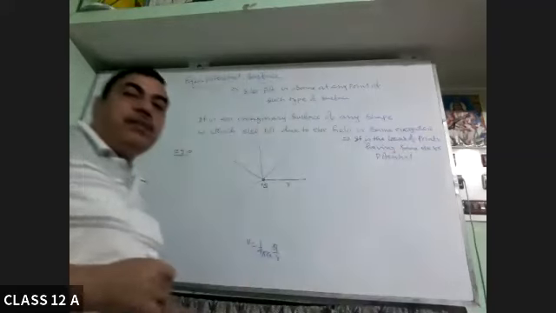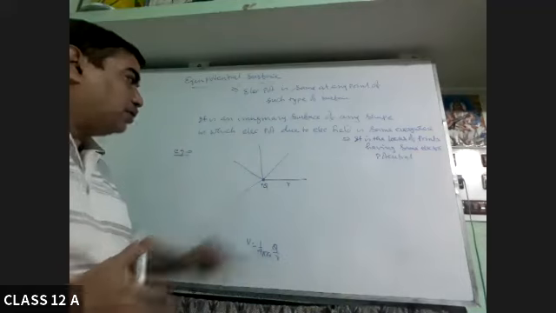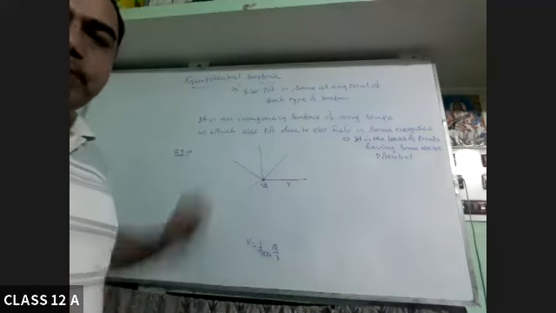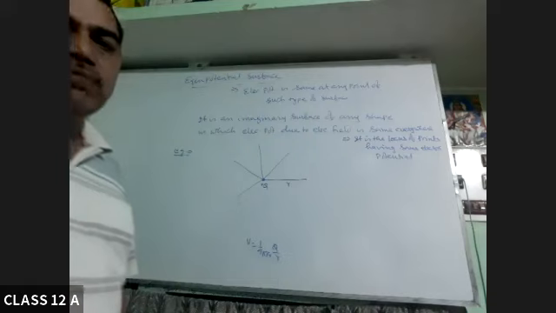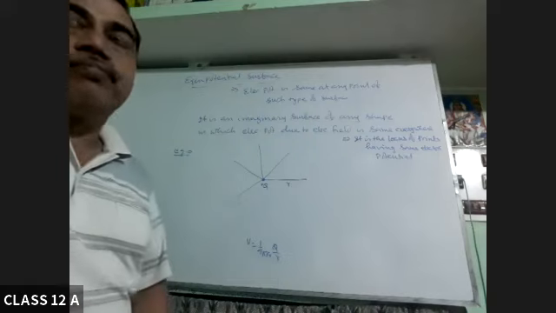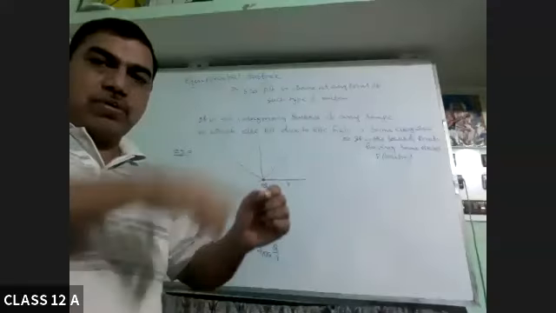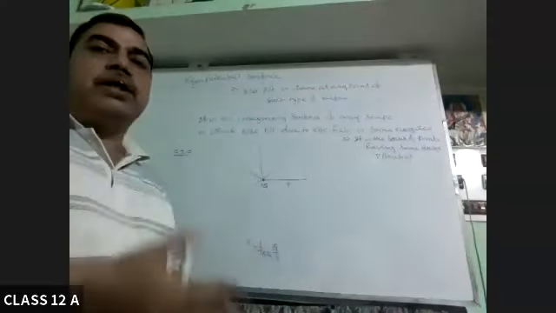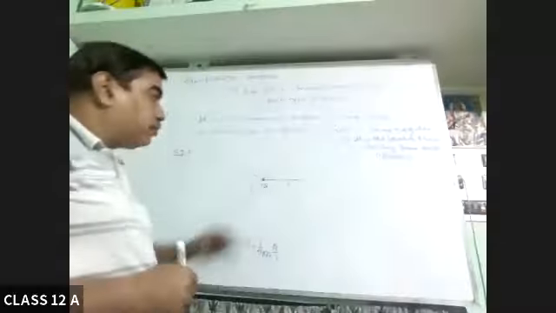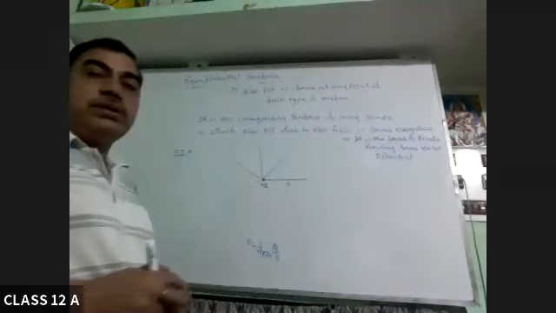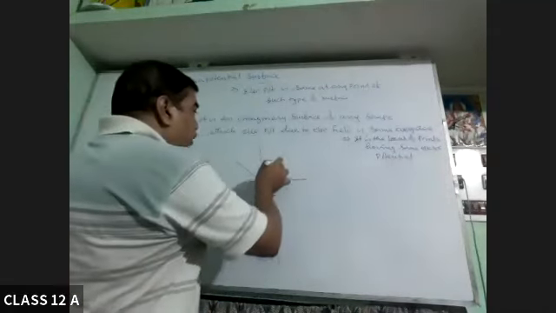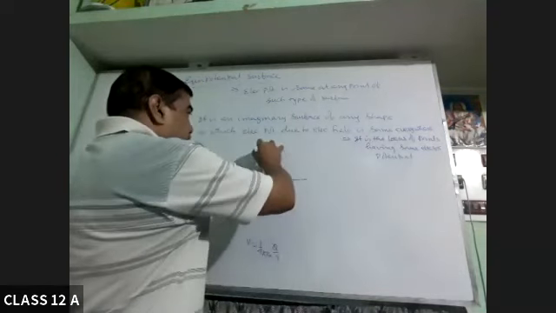So if we join the position of those points which have the same potential, what will be the shape? What will you get? A sphere. Maybe this side also, up also, down also. So we get a sphere. That means the equipotential surface due to this charge will be a sphere.